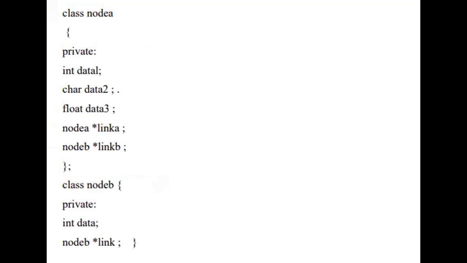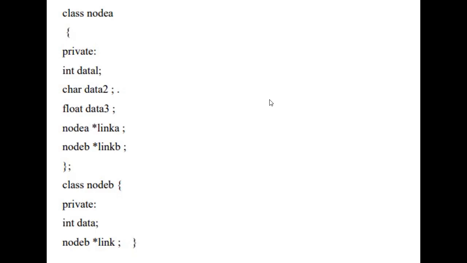We have created classes node A and node B, and we have declared data 1, data 2, data 3 values of different data types, and we have created two link parts, because we only need two links. The first node links to the second, and the second to the third. So we only need two links, and in class node B we initialize another data node and link part.